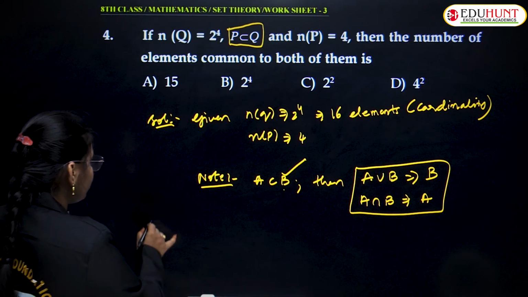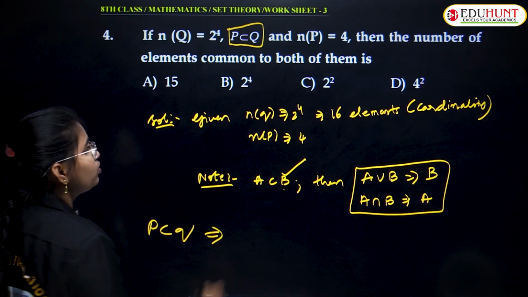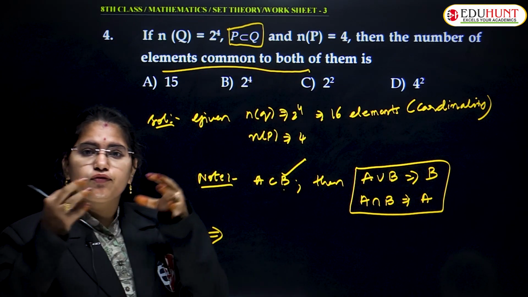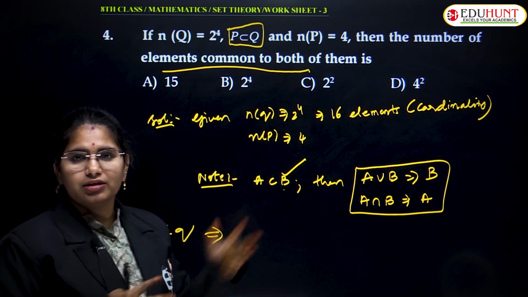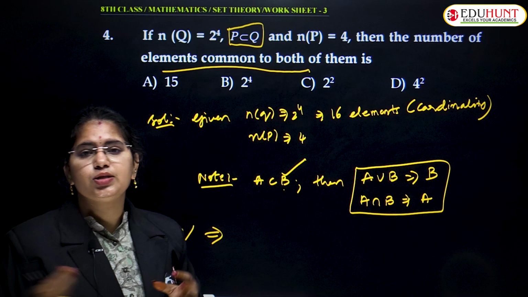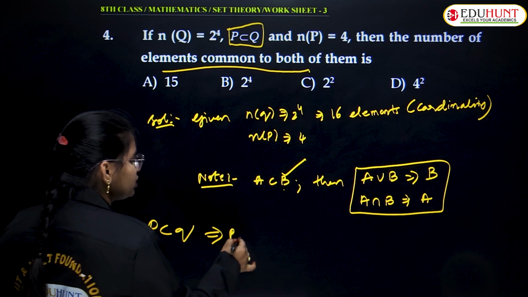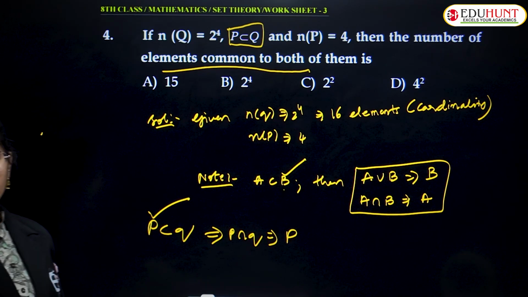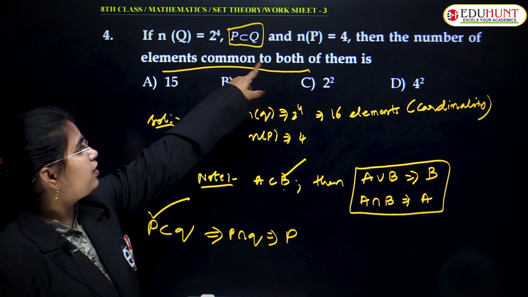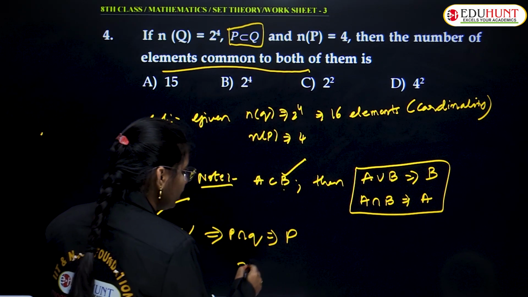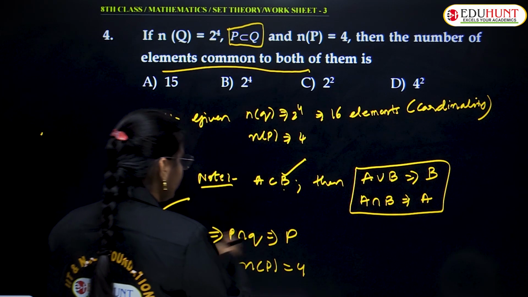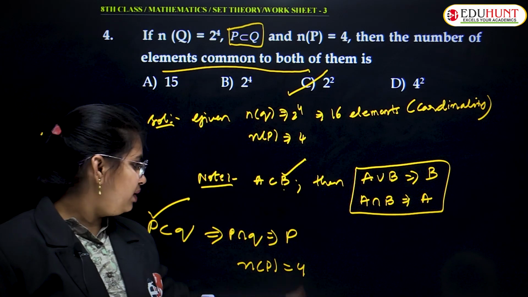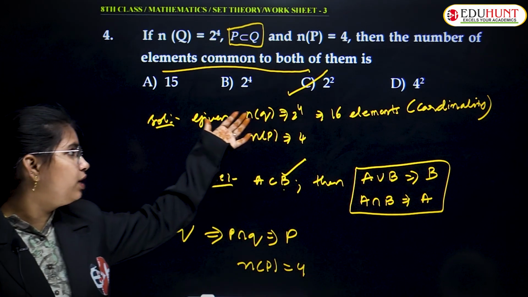So P is a subset of Q, they have given. What they were asking in the question is the number of elements common to both of them. Indirectly they were asking P intersection Q, how many elements are common. So P intersection Q is always nothing but the small set. What is the small set over here? P. So in P, how many elements were given? n of P is equal to 4. So P intersection Q is always P. But 4 is not there in the options, so indirectly you will write it as 2 square.